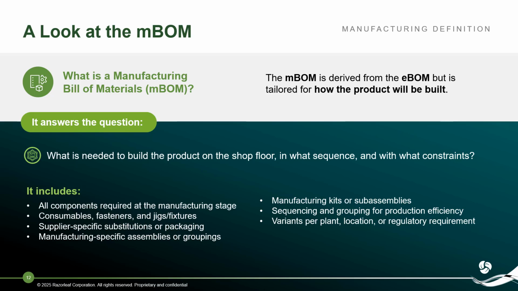What are the sequences required, and what are the constraints? This includes all components, consumables, fasteners, fixtures, and jigs. The manufacturing process also requires specific groupings. Additional considerations are given to plants, the plant capacity, capabilities, multi-step processes, and intermediate packaging. Further, manufacturing considers any regulatory requirements for the plants.